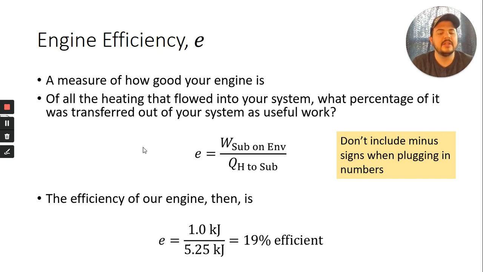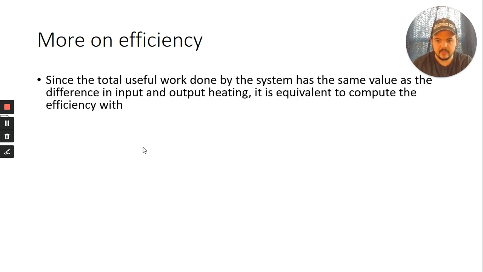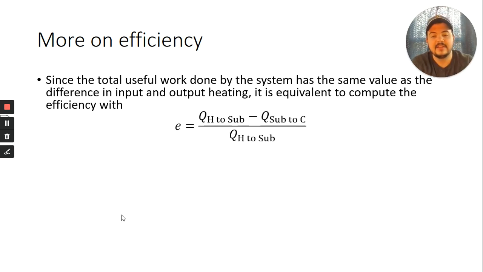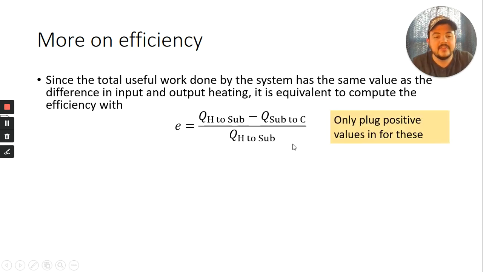But right now I want to give you some sort of a reference for what is a good number. So first, the total useful work done by the system has the same value as the difference in the input and output heating, which is what we said earlier. So it's equivalent to compute heating by looking at how much heating we added into the system, subtract off how much left, and whatever leftover there is, whatever change there is, well, that's got to be the working. So same idea, and again, plug in positive values for each of those 3 variables.